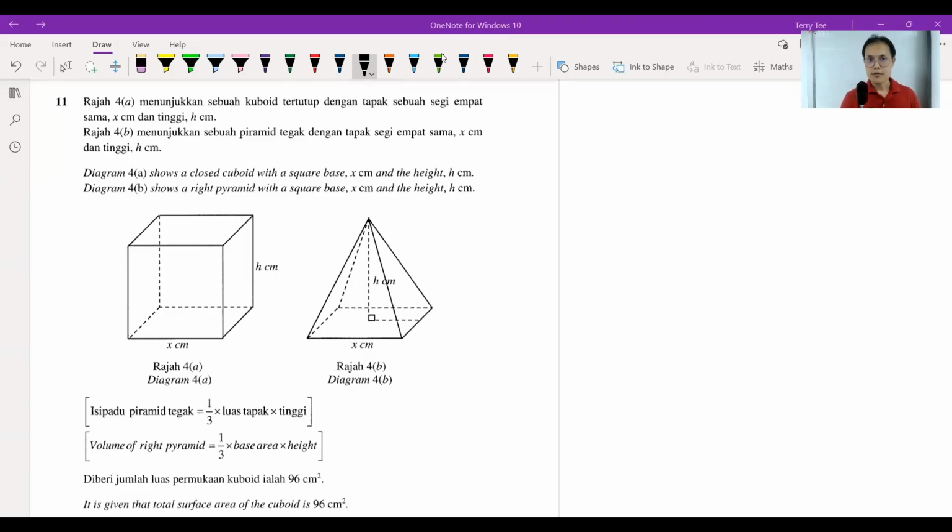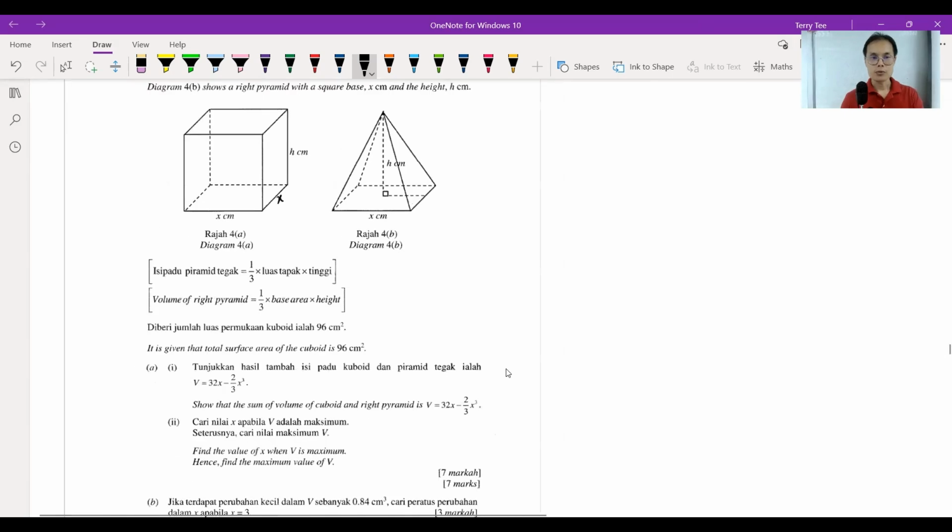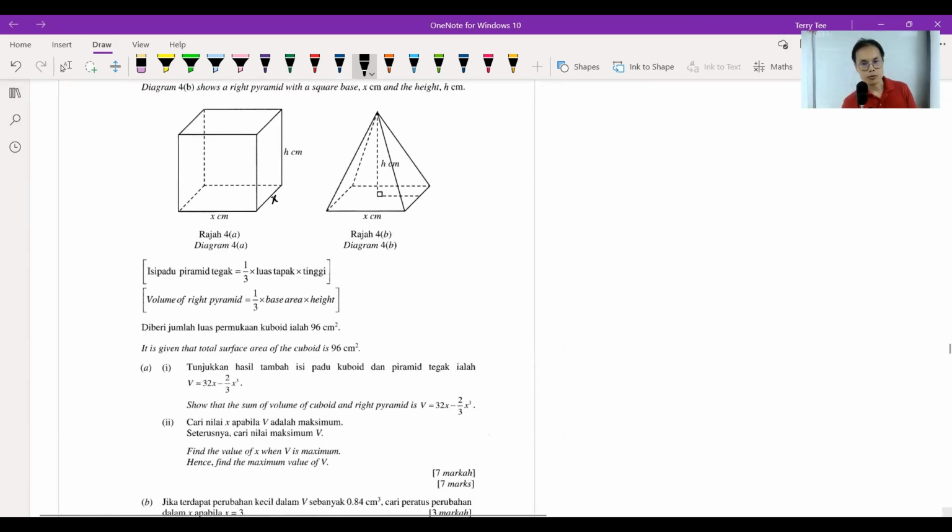Okay, question 11. This is from the chapter Pembezaan, differentiation. Rajah 4A menunjukkan sebuah cuboid tertutup dengan tapak sebuah segi empat sama. So if this is x, this is also x, and the height is h. Diberi luas permukaan cuboid is 96. Then they say, tunjukkan bahawa hasil tambah isi padu cuboid dan piramid ialah V equals 32x minus 20/3 x cubed.